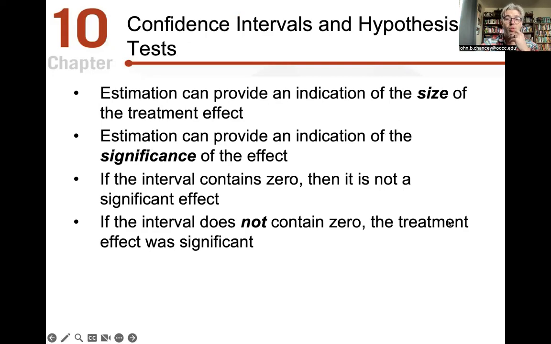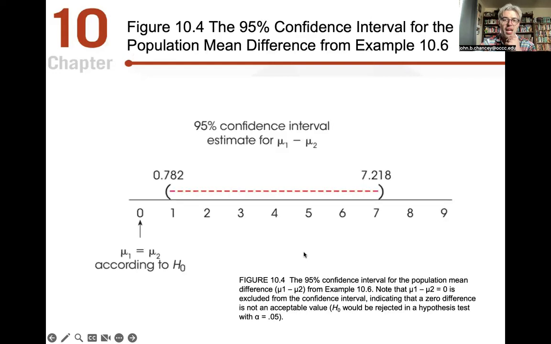So what confidence intervals do is provide us an indication of the size of the treatment effect and can provide an indication of the significance of that effect. If the interval contains zero, then it is not a significant effect. So when you're creating those confidence intervals, you're looking for ranges that do not contain a zero value. If the interval does not contain zero, the treatment effect was significant in this case. Here's a visualization of that. We have a confidence interval of our mean difference, 0.782 all the way to 7.218. Our null hypothesis would say there's no difference, but we look at this, the 95% confidence interval for the population mean difference, for example, 10.6.